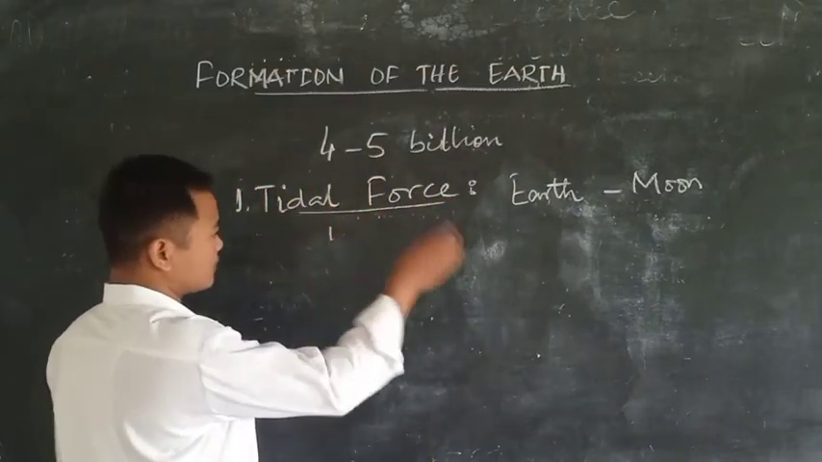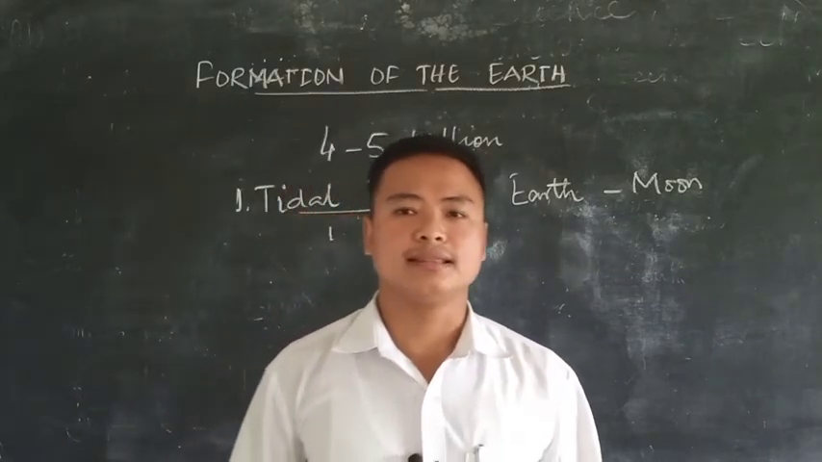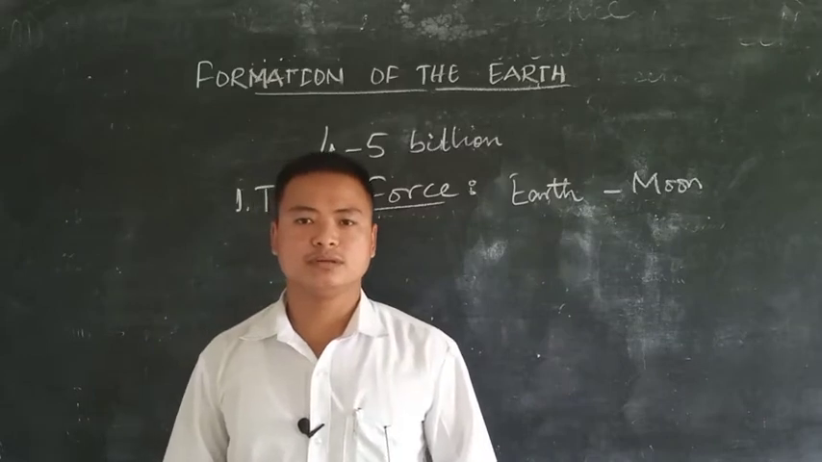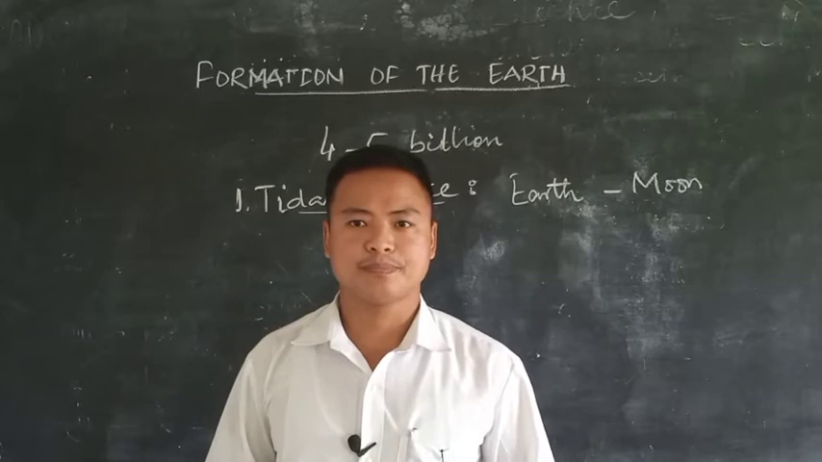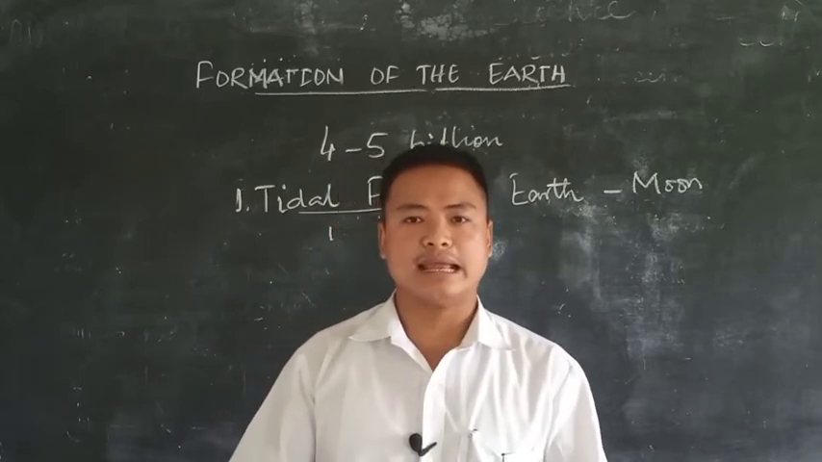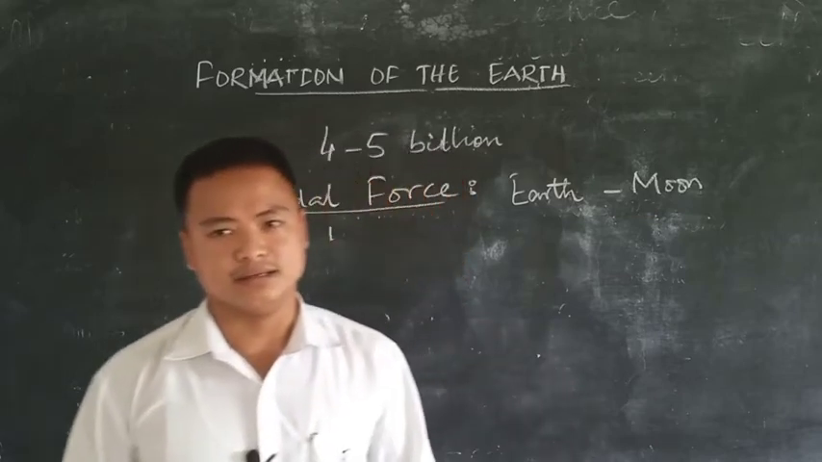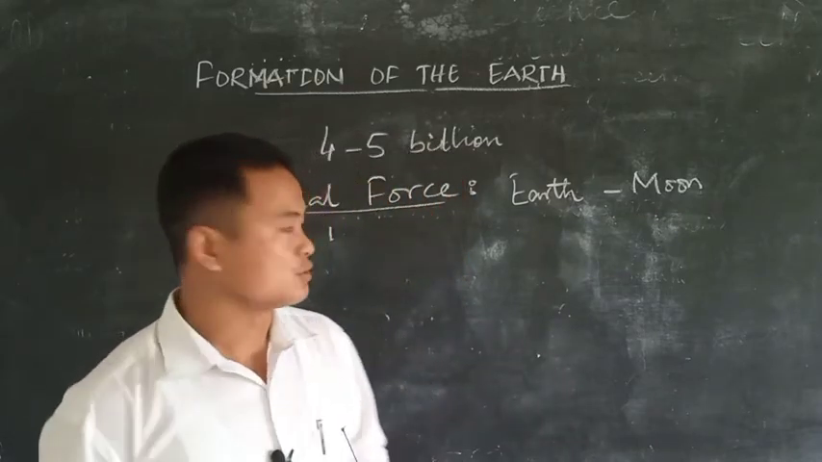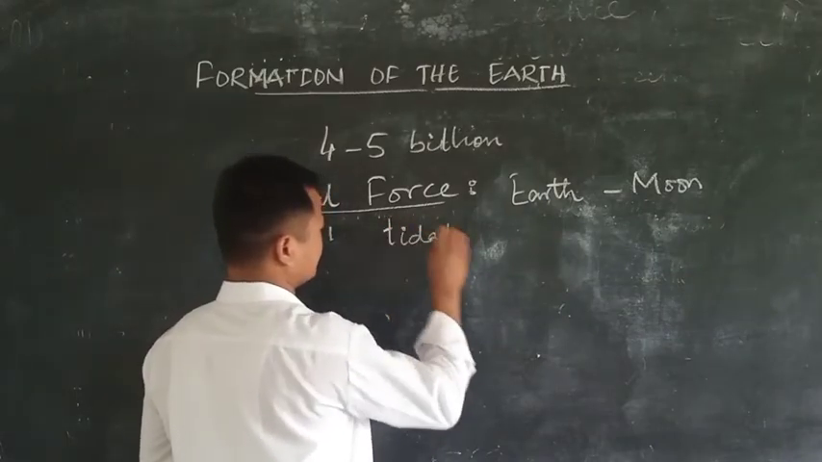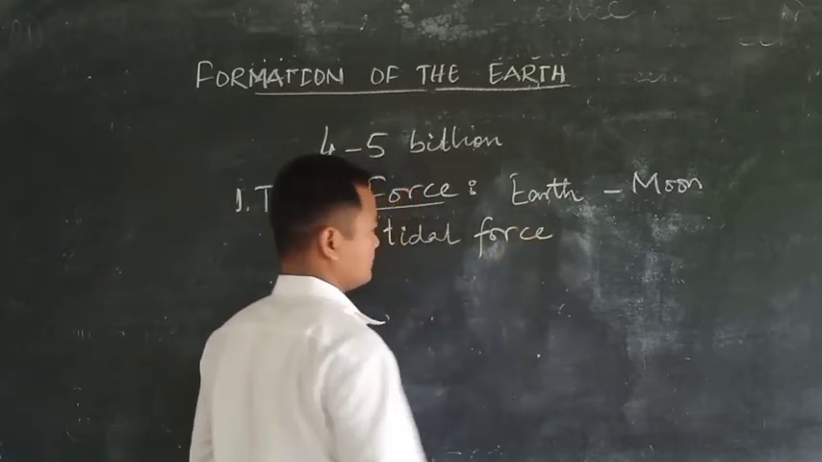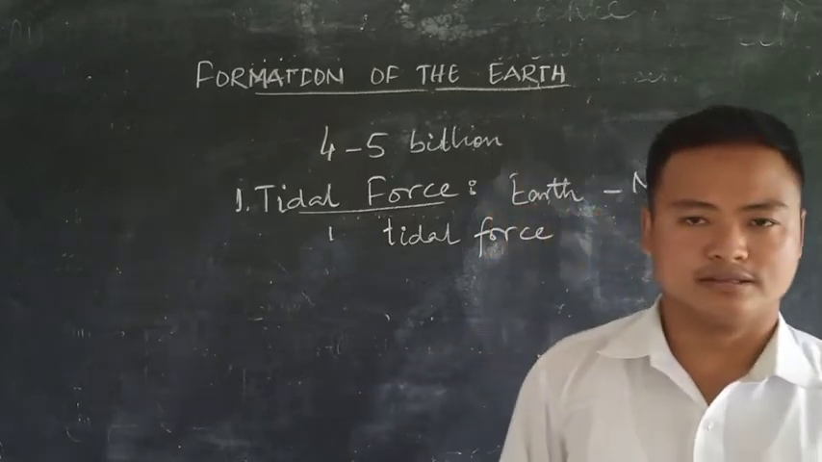In the first case, to understand the relationship between the Earth and the Moon, it is to say that the Moon is a part of the Earth. The Moon originated as a part of the Earth, and hence it revolves around the Earth. So the first point discusses the tidal force that the Moon exerts on the Earth's surface.